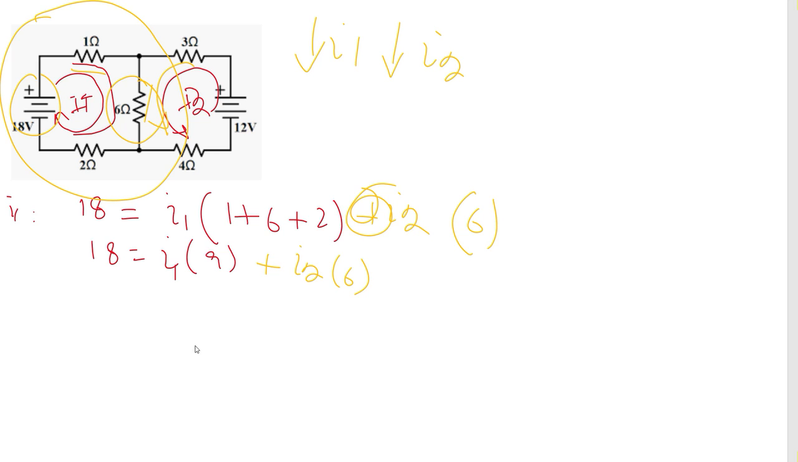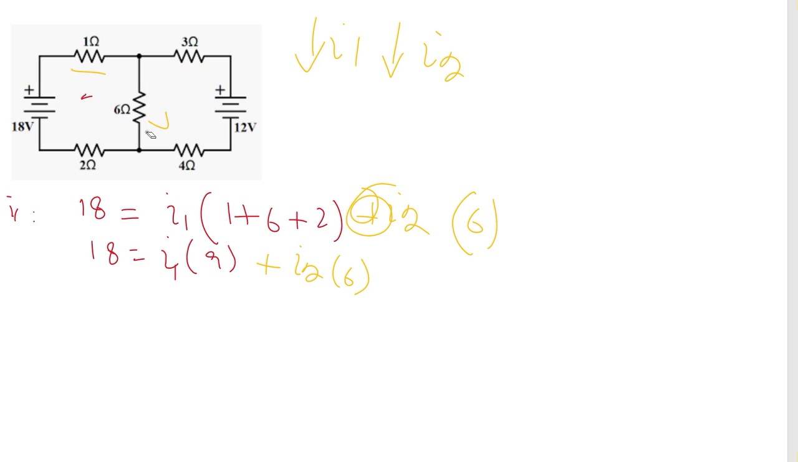Now let's write the equation for loop 2. Let me erase these components and just write the loops that I have used here. So one loop was this and the other loop was this.